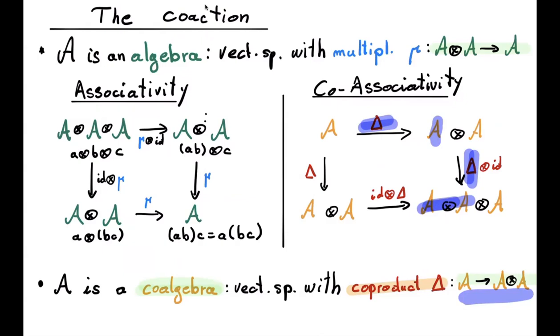or if I act with delta in this slot to split it into these two, the answer will be the same. So just like associativity tells me that for multiplication, it doesn't matter in which order I multiply things together, co-associativity says it doesn't matter in which way you break it apart. The result that you get is unique.